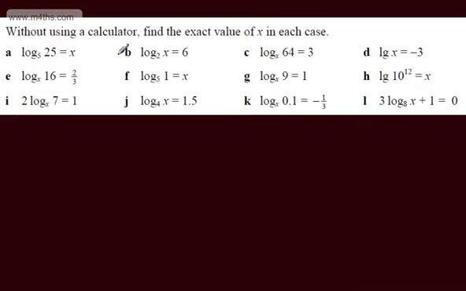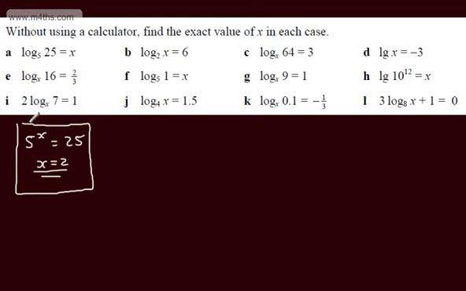Okay, without using a calculator, find the exact value of x in each case. So this one, we've got loads of different examples. What I'm going to do with these is take each by turn. Often it's easier to write the exponential equivalent and work through them. So if we think about this one, the exponential equivalent is 5 to the power of x is equal to 25. So what power do I need to raise 5 by to get 25? Well, the answer is x is going to be equal to 2. Alternatively, you can just think, what do I need to raise 5 by to get 25? The answer is x is equal to 2. By writing the exponential equivalent, you might find that easier.